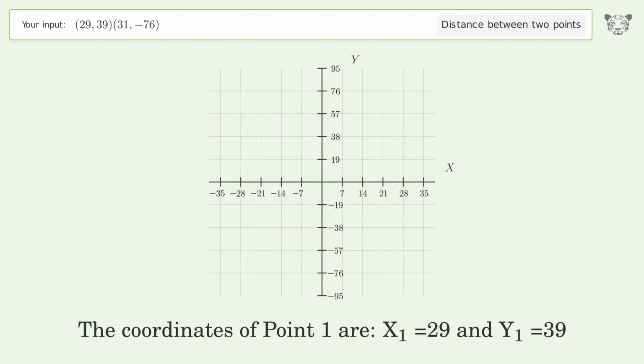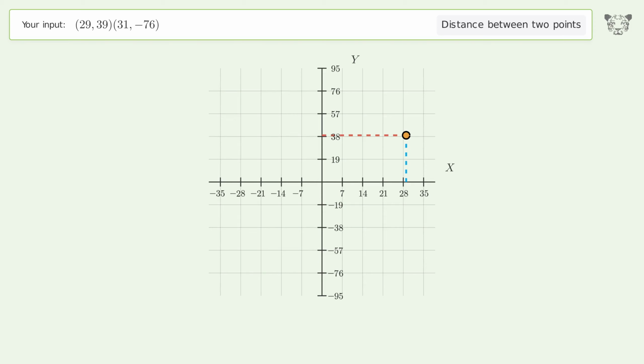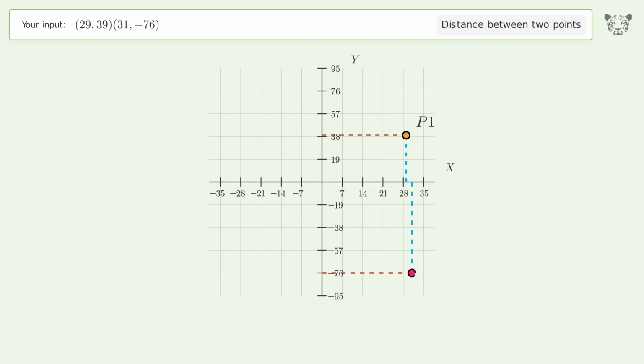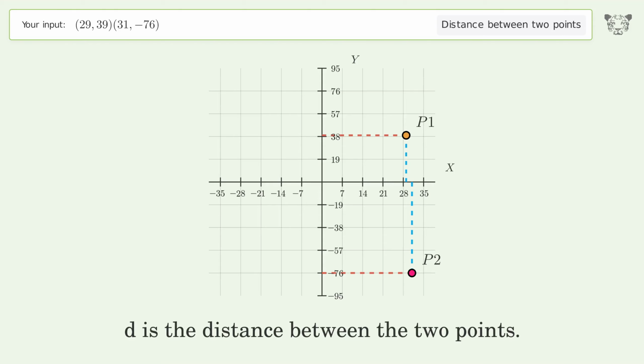The coordinates of point 1 are x1 equals 29 and y1 equals 39. The coordinates of point 2 are x2 equals 31 and y2 equals negative 76. D is the distance between the 2 points.